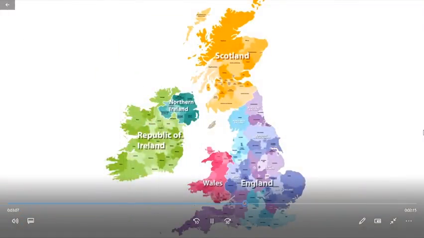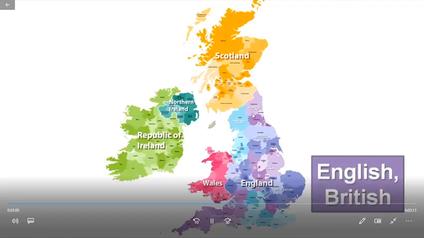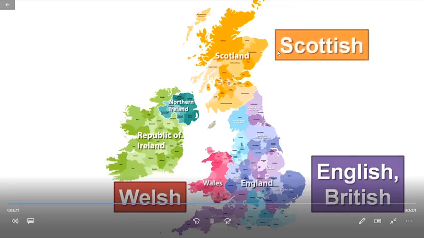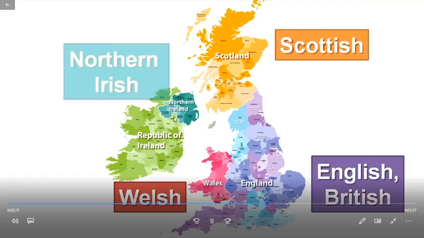People living in England usually say, "We are English," or "We are British." If a person lives in Wales, he says, "I'm Welsh." If he lives in Scotland, he says, "I'm Scottish." And if you travel in Northern Ireland, you will speak to the Northern Irish.